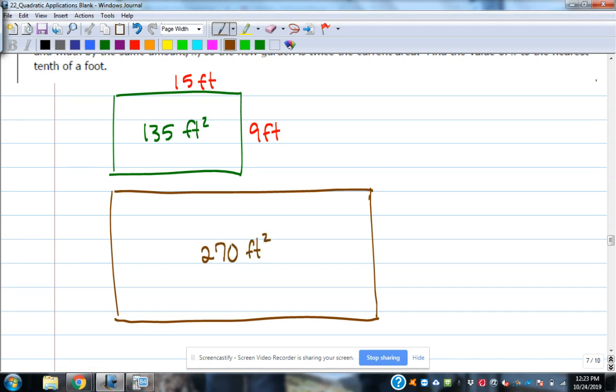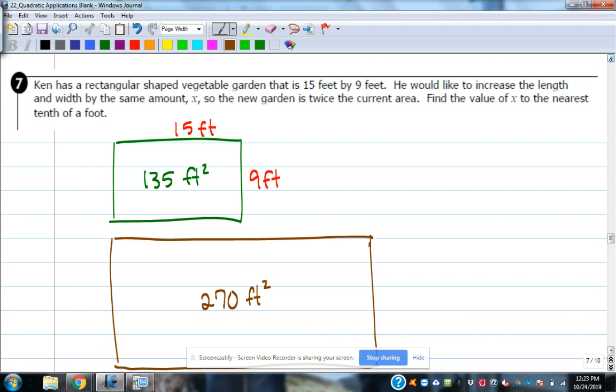So we want a new garden that is longer and wider, but we want the area to be 270 square feet. How do I know that? Yeah, I want the area to be twice as much, so I doubled 135. But what am I doing to the side lengths? Making them bigger by the same amount. That amount is x. So I have 15 plus x up here and 9 plus x over here. They want to know how much to add to each side to the nearest tenth of a foot.